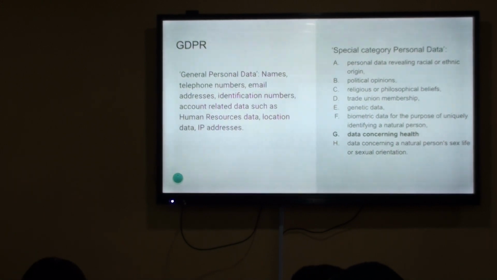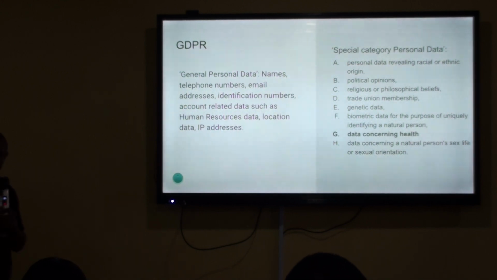Personal data revealing your racial or ethnic origin, that's very special, especially in the context of Europe, but also in the context of Nigeria and Africa, where we have so many ethnic groups and ethnic tensions, right? It's also special data. Your political opinion, your religious or philosophical beliefs, but the most important there is data concerning health.